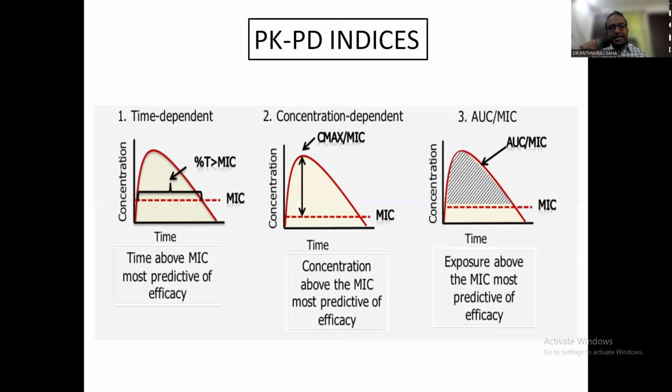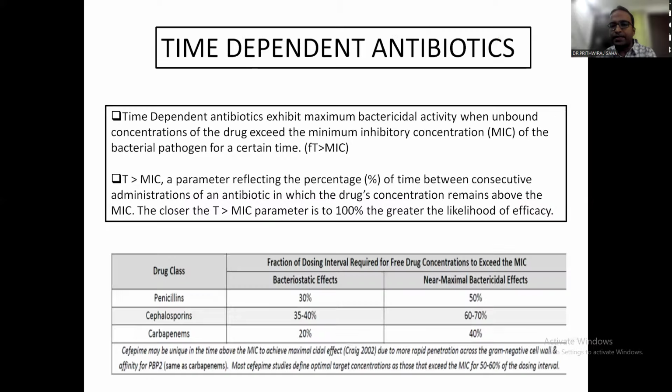T percentage greater than MIC for time dependent, Cmax divided by MIC for concentration dependent, AUC by MIC for concentration dependent with time dependent. We will be coming to the classification, which drug belongs to which category, in the subsequent slide.